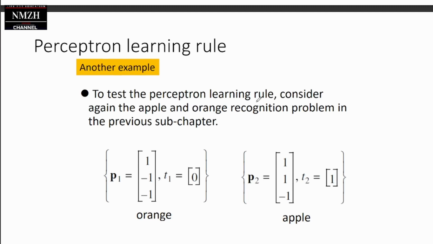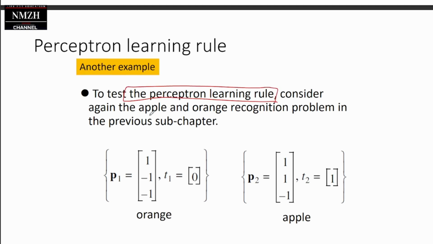Okay, so to get things in a clear picture, we have one example over here. I guess you can take a look carefully over here. So given the perceptron learning rules, to test the perceptron learning rule, consider again the apple and orange recognition problem. So meaning classification from the previous subchapter. Right. So this is the input given.